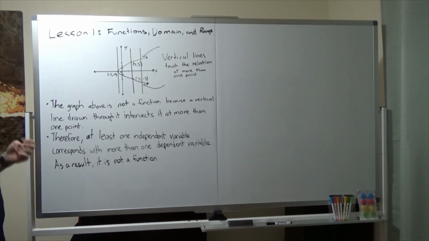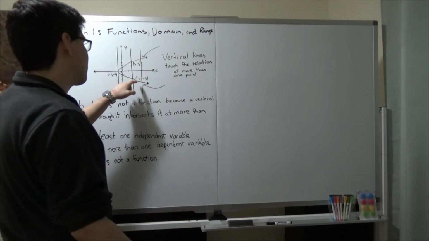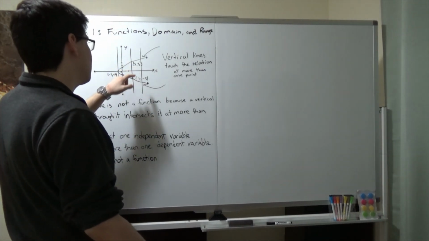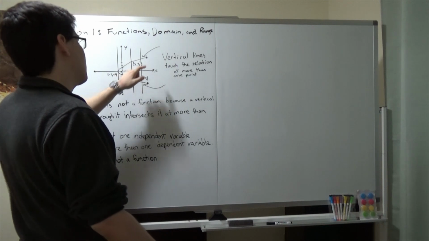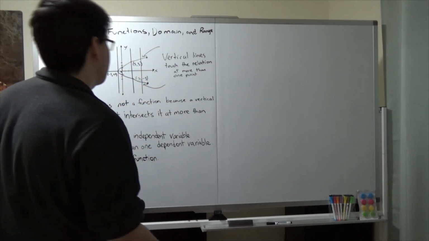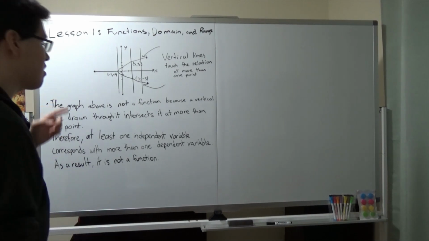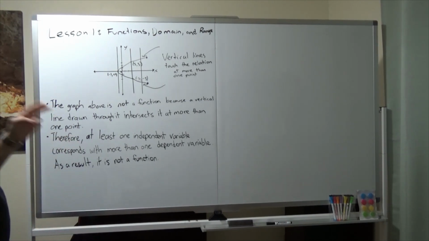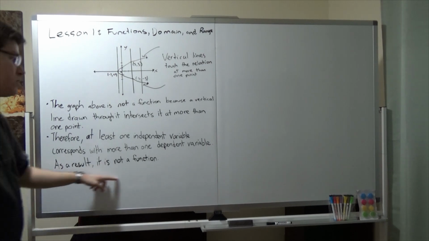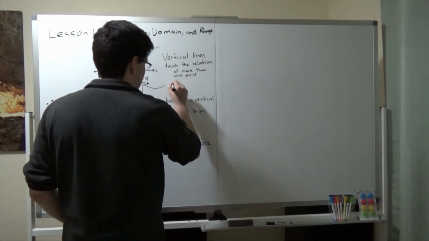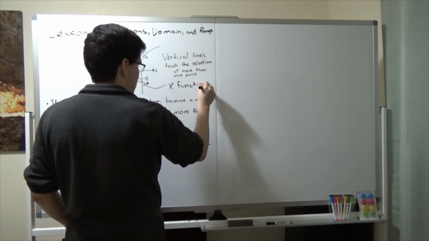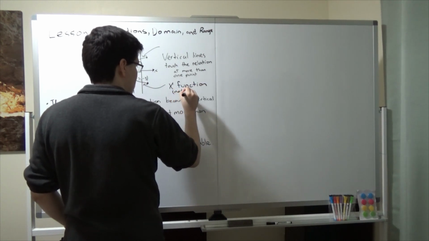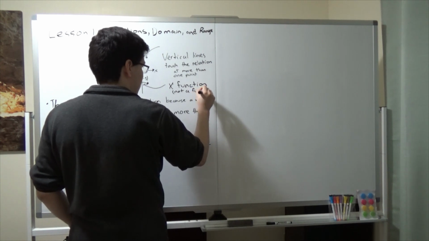Therefore, at least one independent variable corresponds with more than one dependent variable. This independent variable of 3 corresponds with the dependent variables of 3 and -3. So not just 3, or not just -3. Not just one dependent variable. It corresponds with 2 dependent variables. As a result, it is not a function. So this is not a function.